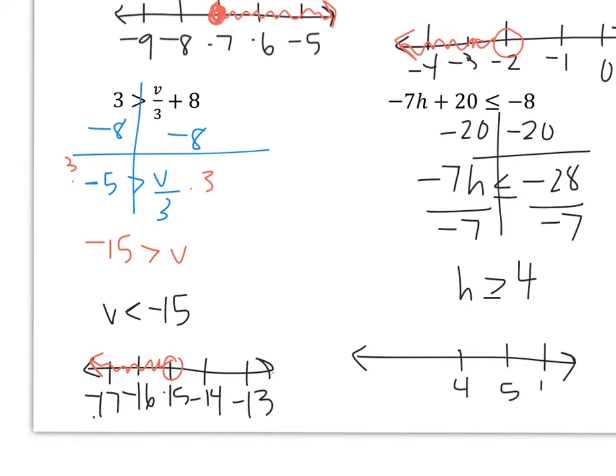Make my graph appropriately. And a closed circle at 4, and then I'll shade everything to the right because we want everything greater than 4.